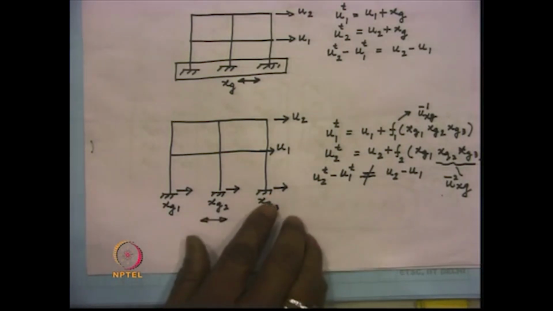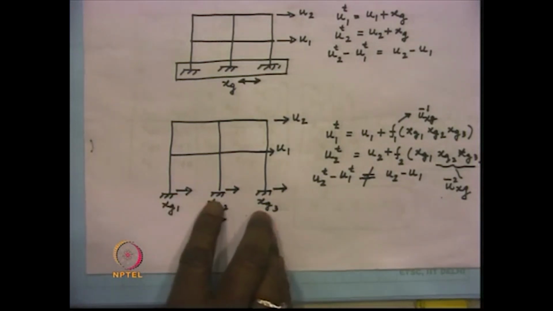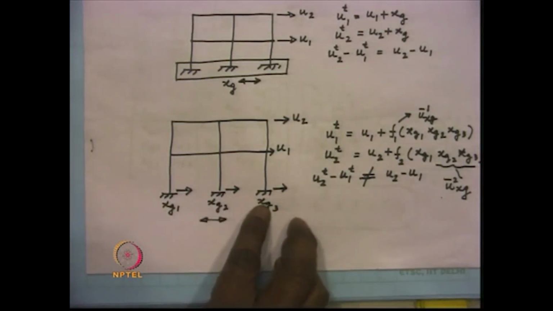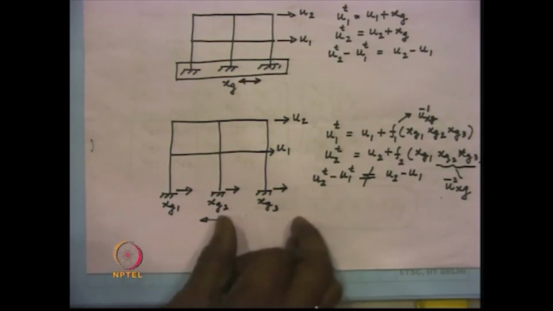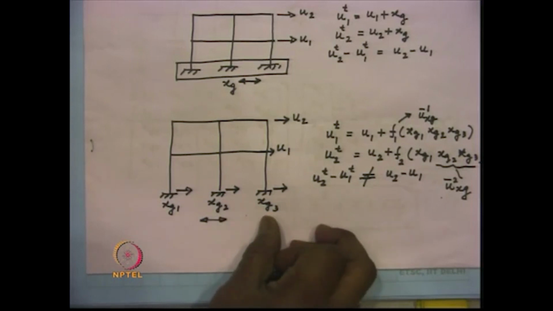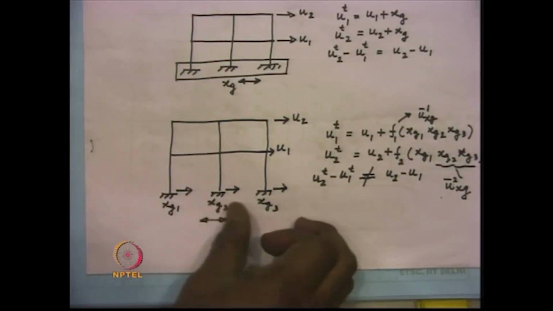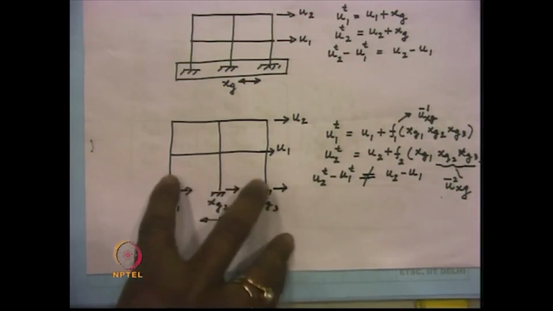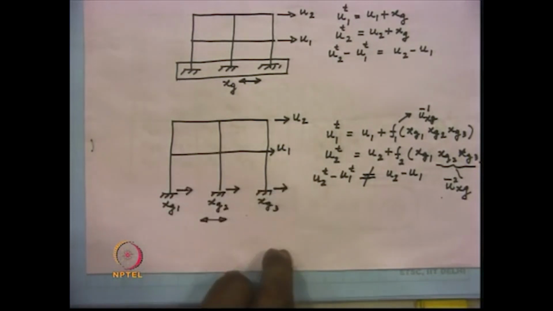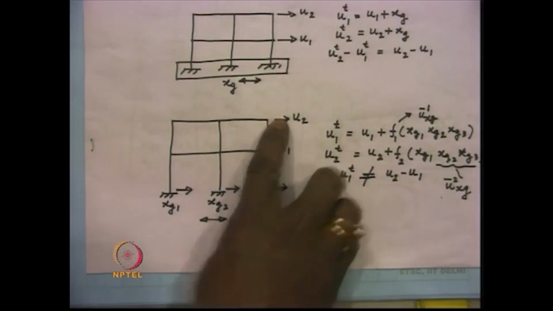Now, this is equivalent to a differential support movement problem. That means, at any instant of time t, xg1, xg2 and xg3 will be different, leading to a differential support movement problem, and this differential support movement will give rise to certain stresses within the members and also some displacement at this level and at this level.